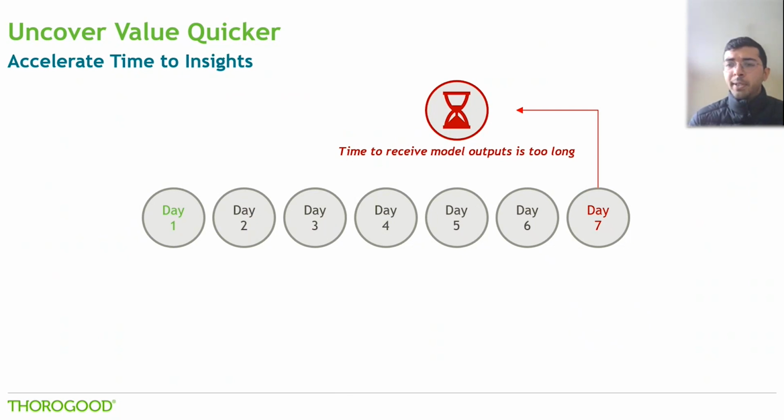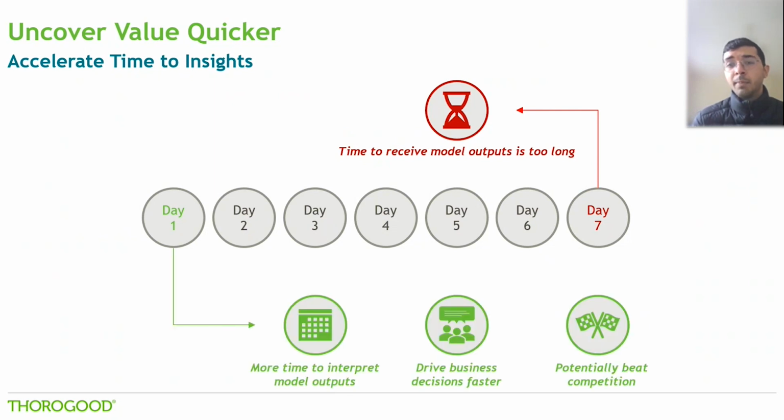When Thorogood worked with this particular client in bringing forth this ML experiment into an MLOps framework, the model outputs could be received by the business stakeholders approximately on the first day of the month rather than on day 7. This week of extra time gave stakeholders more time to interpret and formulate analytically based decisions on the same model outputs, but so much sooner.